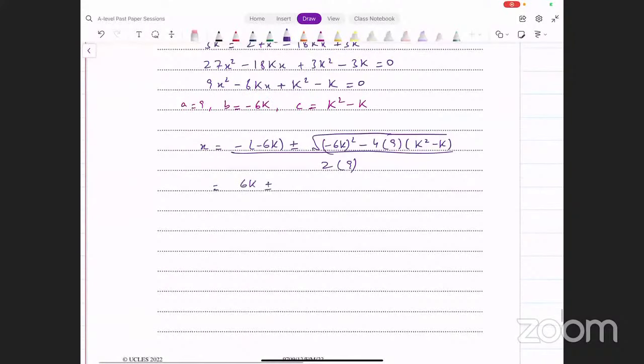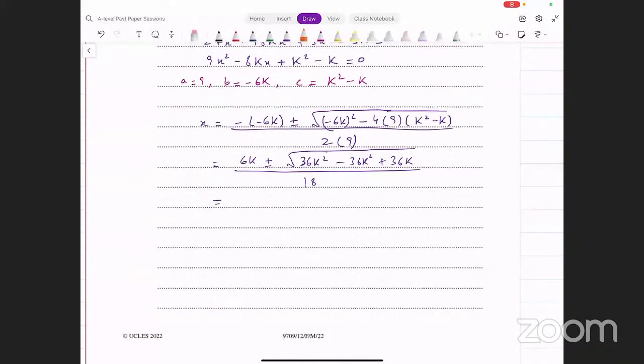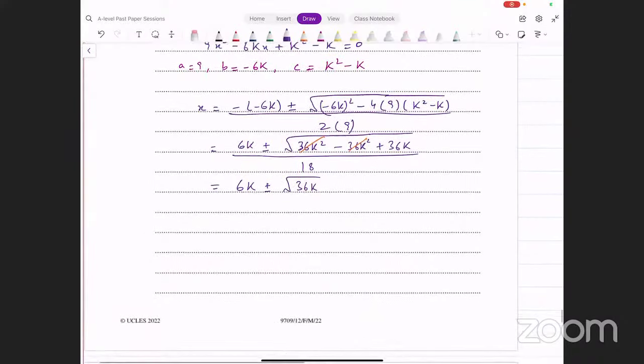What do we get from this? We get 6k plus minus square root of 36k square minus 36k square plus 36k. Right? Is that correct? I think that's correct. 36k square, and 4 into 9, that's 36. 36k square plus 36k. Yeah, that's okay. That's 36k square, or the 36k square cancel. What are we left with? 6k plus minus square root of 36 times k, divided by 18.